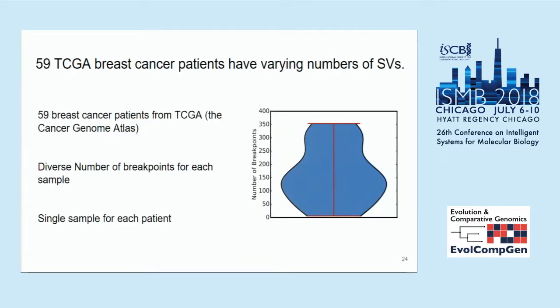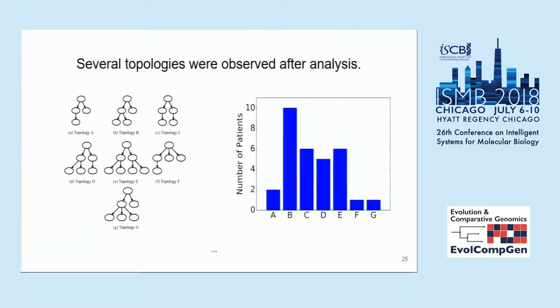So following simulation, we evaluated our algorithm on 59 TCGA samples for which whole genome data was available. In general, these samples had a large variance in the number of structural variants, ranging anywhere between 4 and 350 breakpoints called by Weaver. We found that there was a diverse population of phylogenies from the various tumor samples. None of the topologies were found to be purely linear, which is consistent with a model of subclonal heterogeneity.